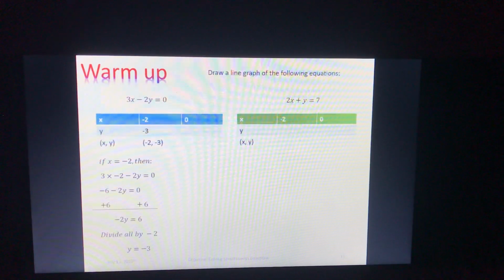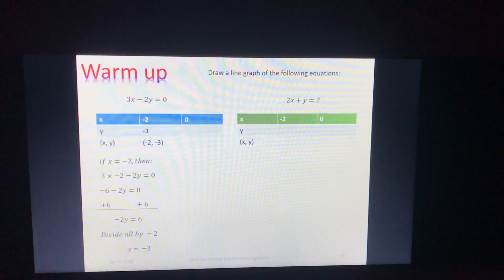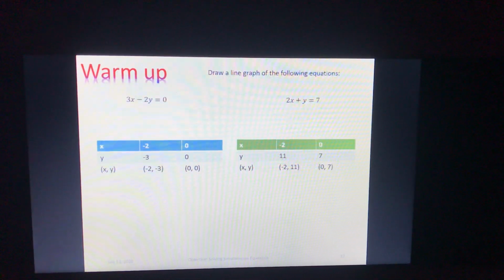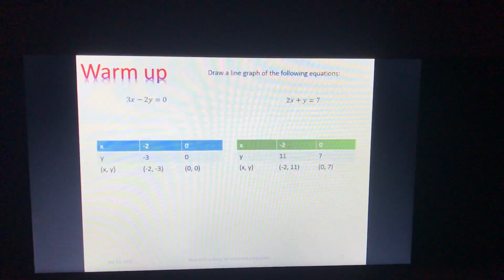Now that you remember how to substitute, you can substitute the rest of the values in both equations and you will end up with the following values. So we're going to plot -2 and -3, 0 and 0 to draw the first line graph, and then we're going to plot -2 and 11, and then 0 and 7 to draw the second line graph.